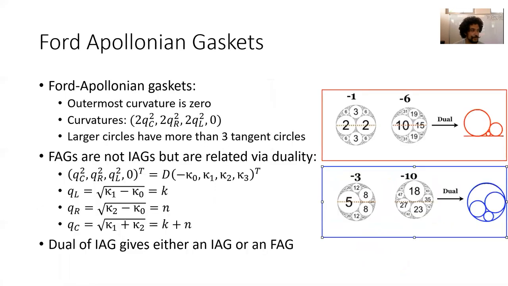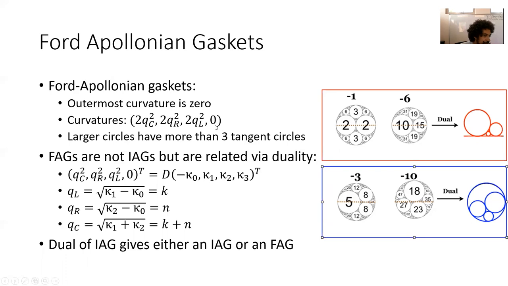All right, so now that we've introduced this duality transformation, we want to point out that not all integral Apollonian gaskets are dual to another integral Apollonian gasket. In some instances, you're going to find these forward Apollonian gaskets, which means that the outermost curvature value is zero. So if we have some gasket and we take its dual, we might find one of these.